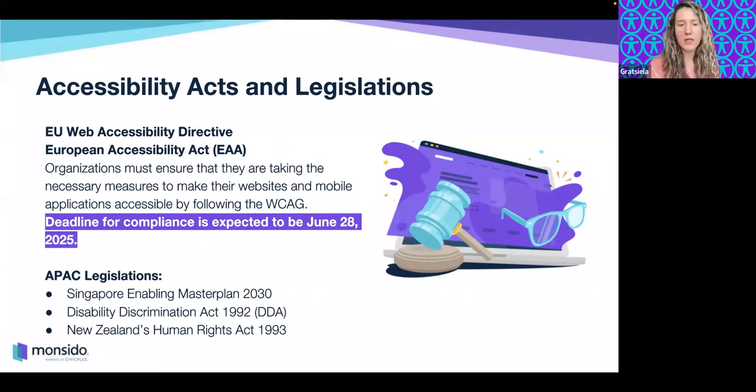And on top of it, we have the new release of the European Accessibility Act, which has already been transposed by the member states in June 2022. It basically says that organizations should make sure that they are taking steps and measures so that their website and mobile applications follow the WCAG guidelines. And there is a deadline for it, by which it should come into practice.